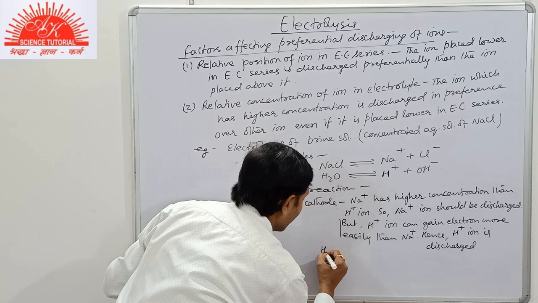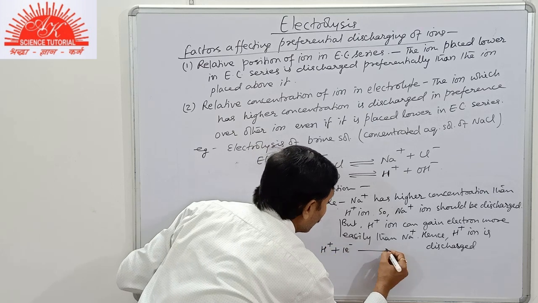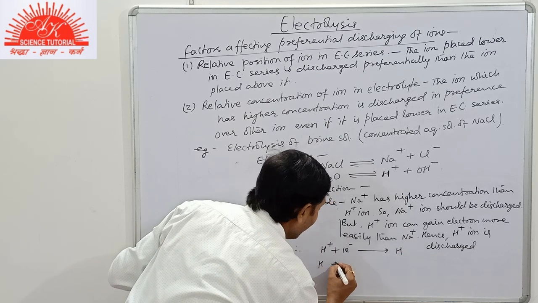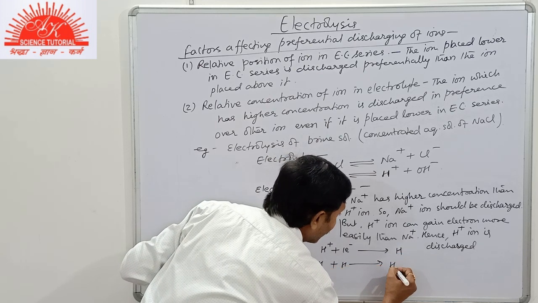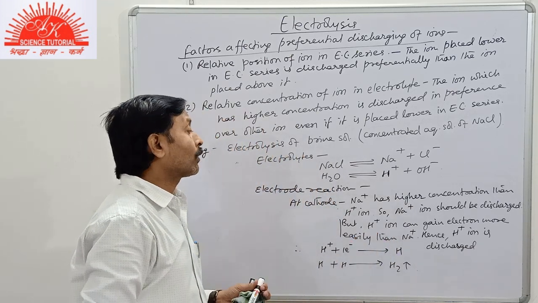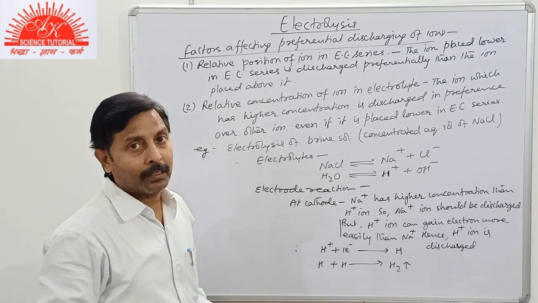Therefore H plus ion gains one electron, giving us H neutral, and H plus H gives us H2 gas. So at the cathode bubbles of hydrogen gas will be obtained.